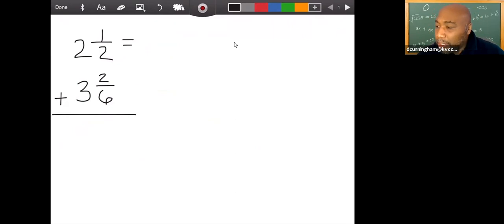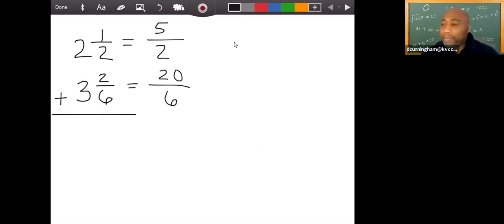So we already understand that how to convert this to an improper fraction is multiplying 2 times 2 for the top, which is 4, plus 1 is 5. So that'll be that as an improper fraction. And the bottom, 6 times 3 is 18, plus 2 is 20, so it'll be 20 over 6.